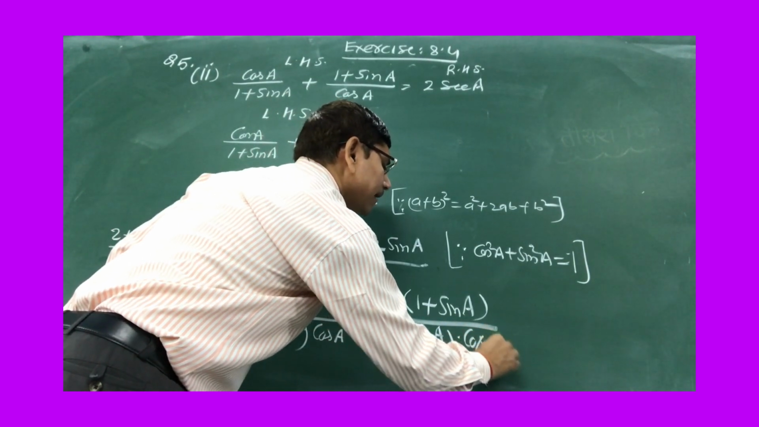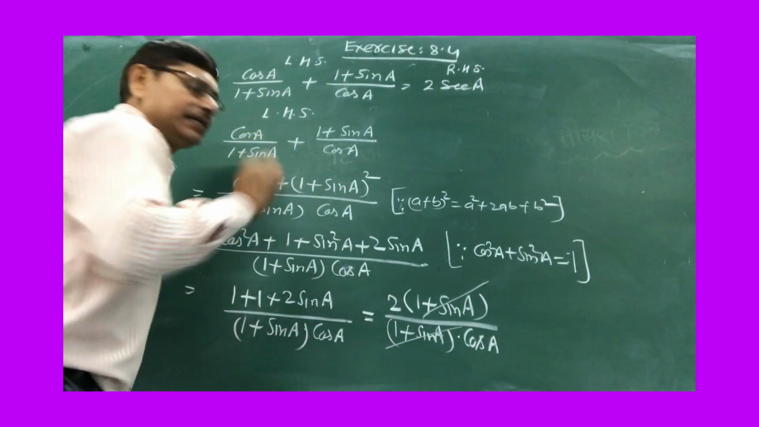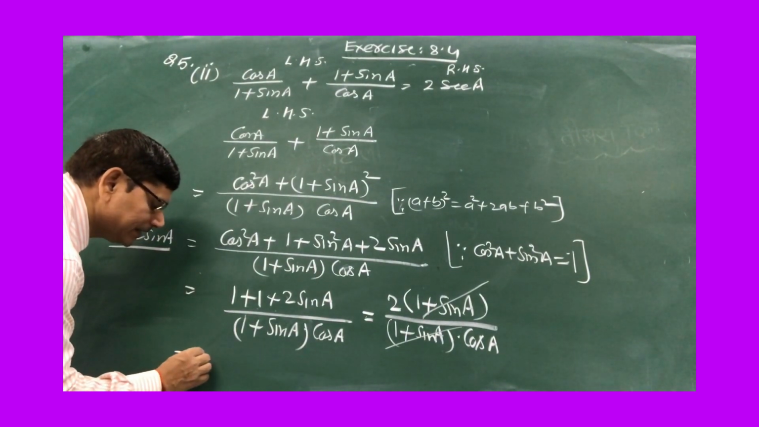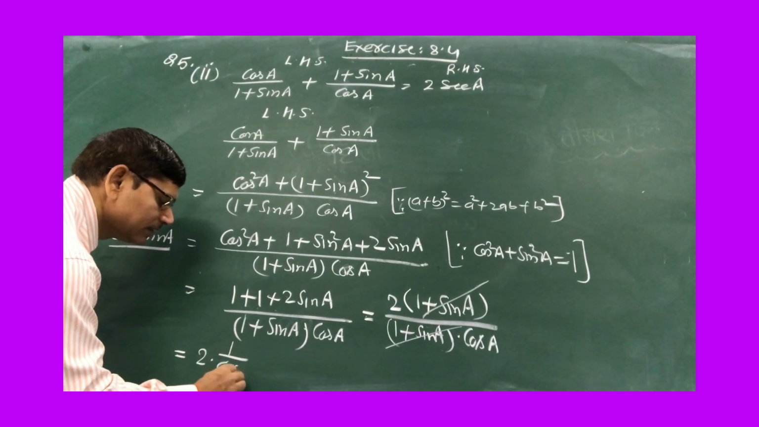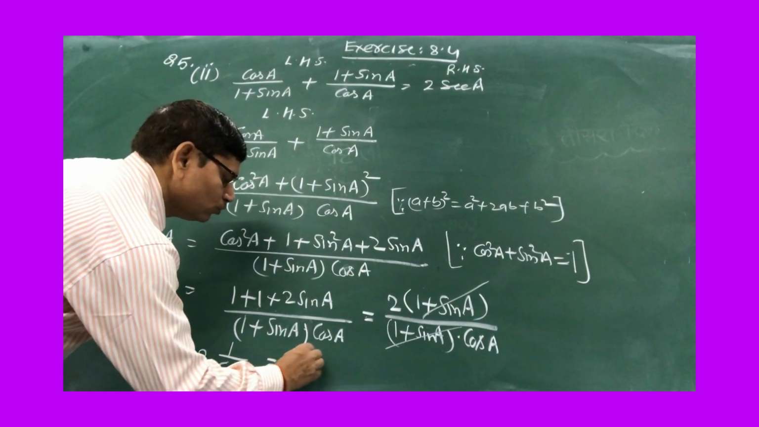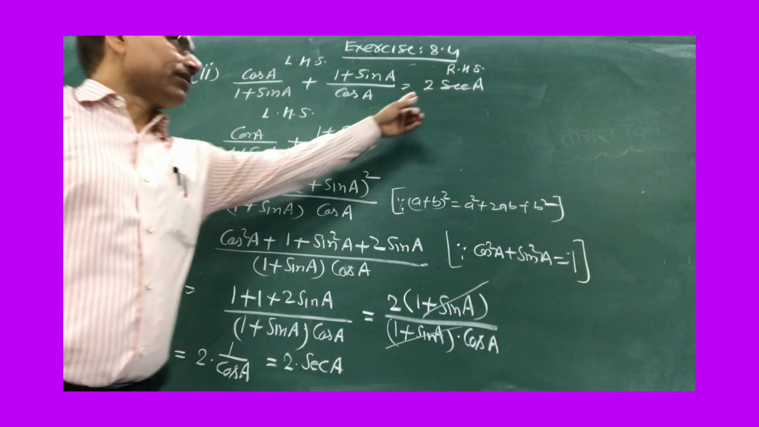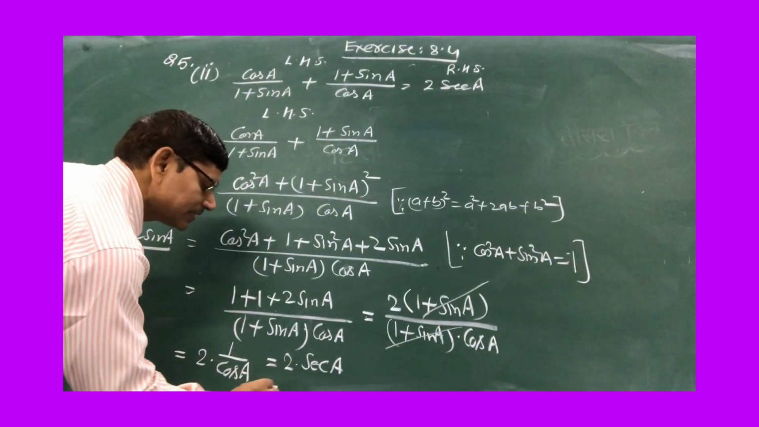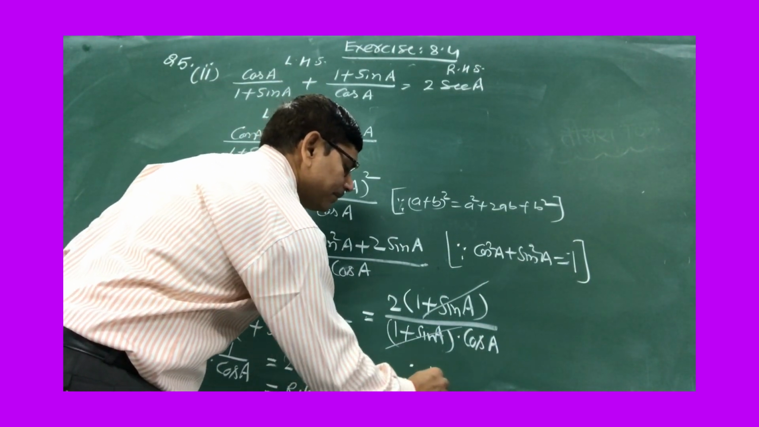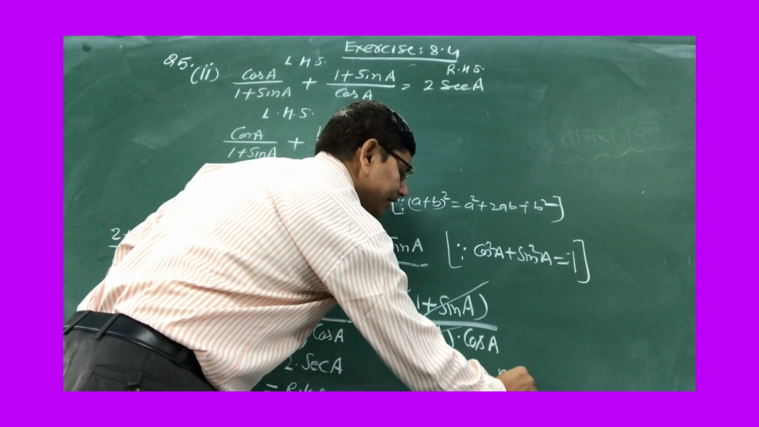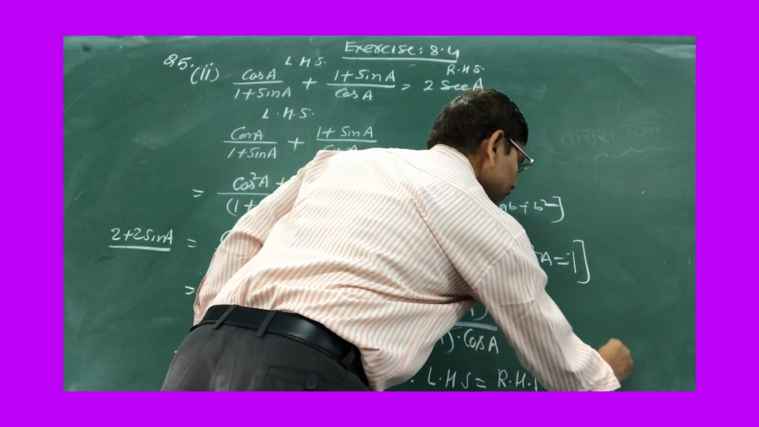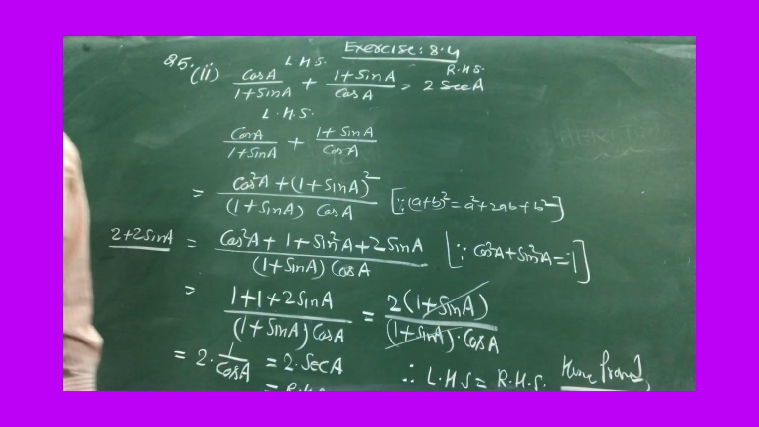This 1 plus sin A and 1 plus sin A cancel out. Then you will have remaining 2 upon cos A, and 2 upon cos A is written as 2 into 1 upon cos A, and 1 upon cos A is secant. So you can write 2 into sec A, and this is the right hand side. Finally you can write that therefore left hand side equals right hand side, and proved. So this is the solution of this question.